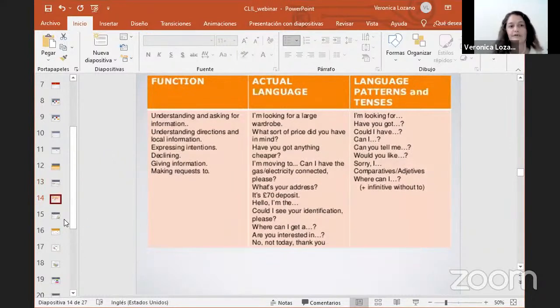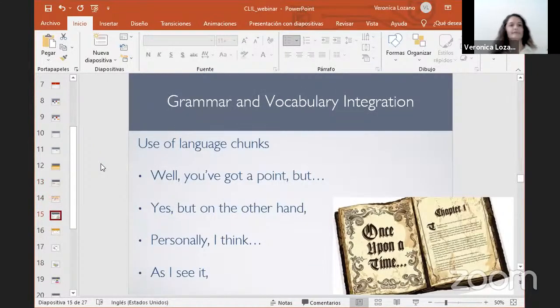So this means that probably you're not going to teach the simple present before the simple past, because if you're teaching history, well, you might just want to focus your entire semester on events in the past. Okay, then moving on, talking about this grammar and vocabulary integration, it is also very good practice. Actually, this comes from research.